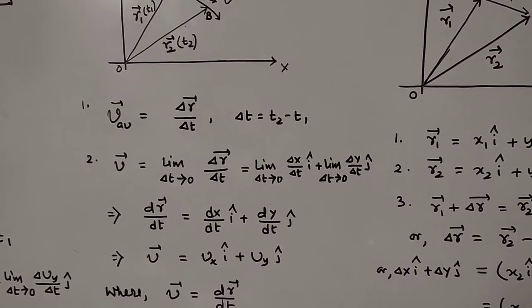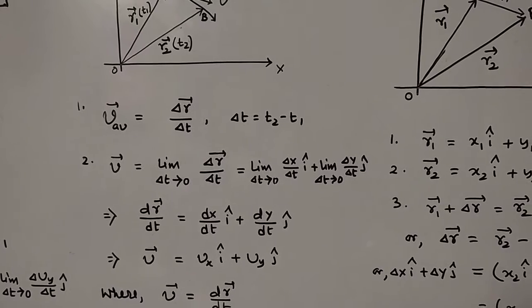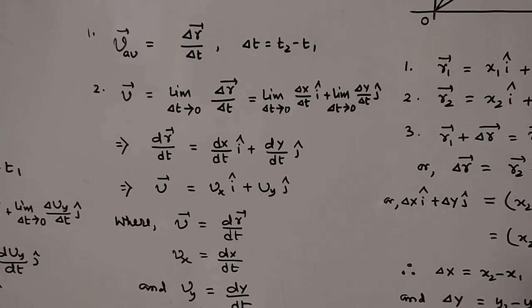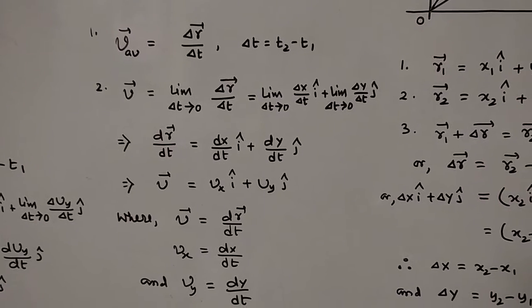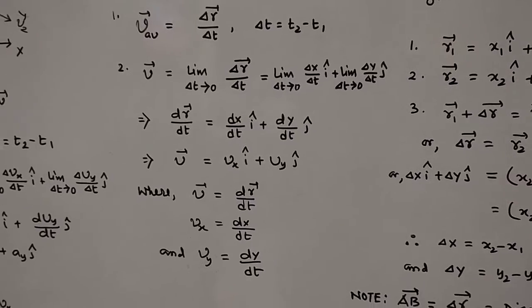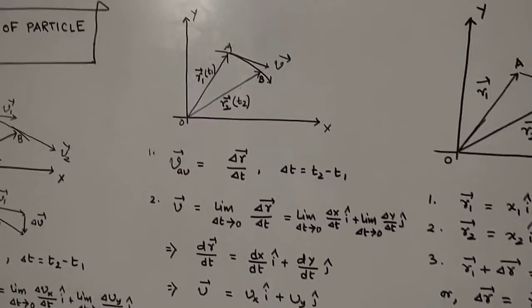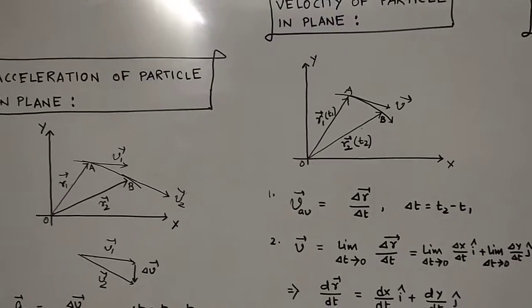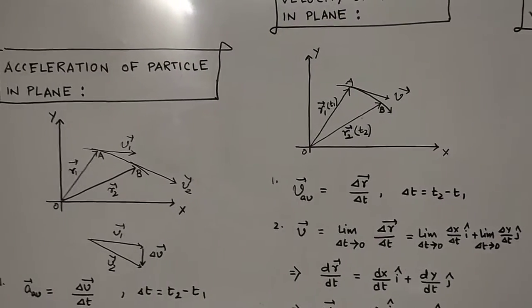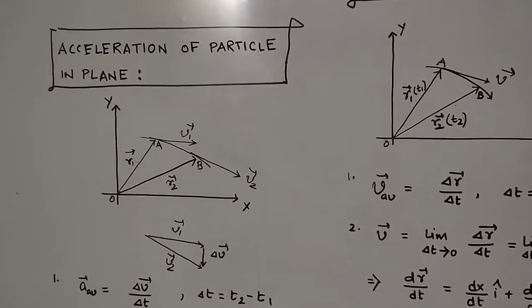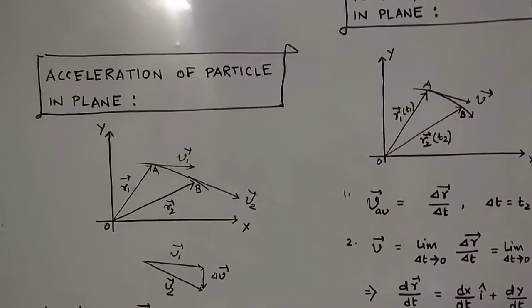Vx is your dx/dt and Vy is your dy/dt. So it has these components, and already I have written v vector equal to dr/dt, Vx equal to dx/dt, and Vy equal to dy/dt. So whatever the vector in the plane, it has these components along the x-axis and y-axis. If the discussion considers 3 axes x, y and z, then definitely it has another component along the z-axis.